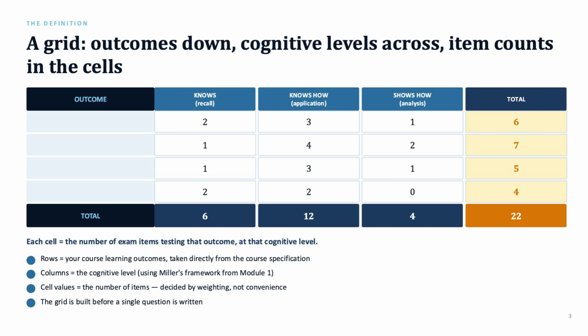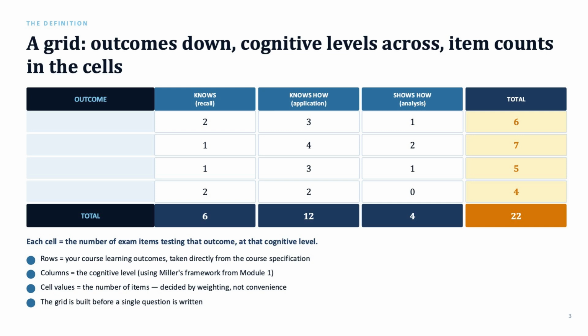This slide defines the crucial assessment blueprint, or grid, characterized by outcomes down, cognitive levels across, and item counts in the cells. As the legend clarifies, the rows of the grid represent your course learning outcomes, taken directly from the course specification. The columns define the cognitive level, utilizing Miller's framework from Module 1: knows, recall; knows how; and shows how, analysis.